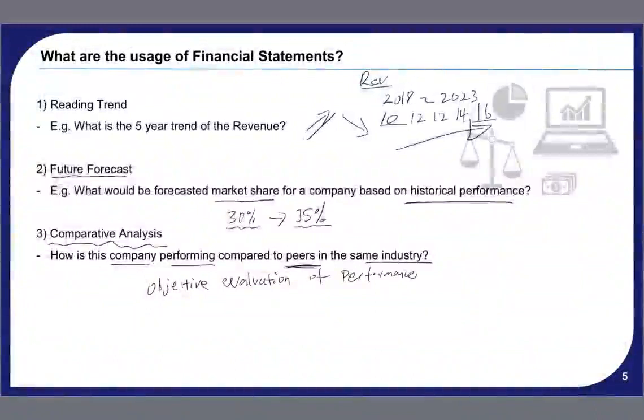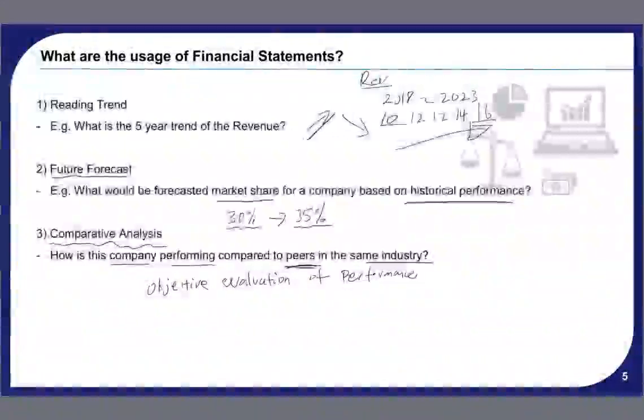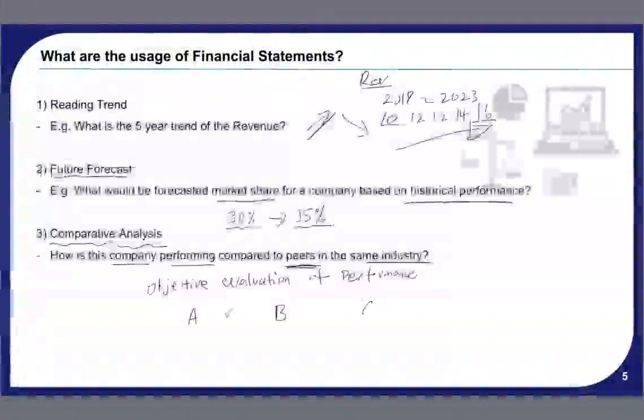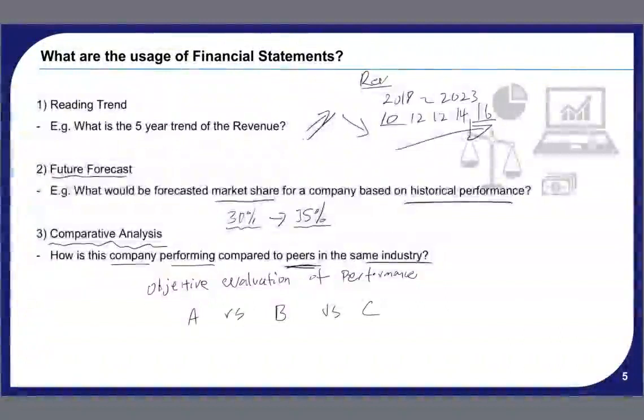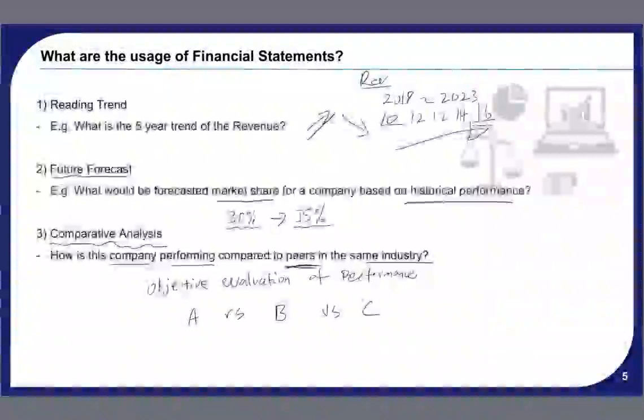So if all the companies under the regulation are required to prepare financial statements based on the same guidance, then it makes it a lot easier to compare company A and company B and company C. They will all have their own financial statements, and you'll be able to have an apple-to-apple comparison, because they're all required to prepare financial statements.